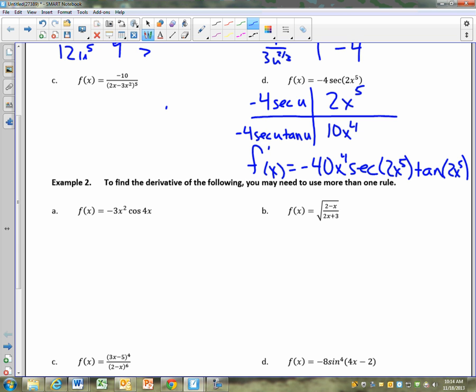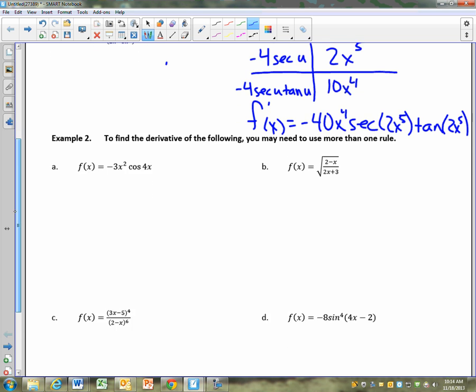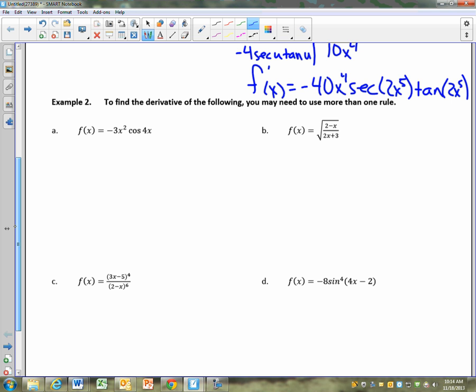There you go. There's your derivative. It should be negative 40x to the fourth, secant of 2x to the fifth, tangent 2x to the fifth. Now again, I will get some people who will distribute that negative 40 to the 2's. You don't have the distribution. Cut off some toes if you do that. That's worse than a finger right there.